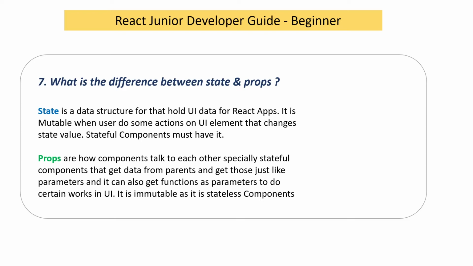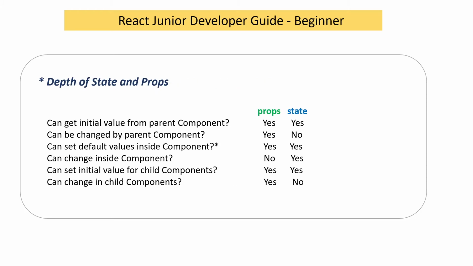Okay, I'll show you in the code, in a real life example, what it actually is, and you'll understand very well how to work with it. So it can also get functions, and it can also get data as a parameter from its parent to do certain work on the UI. It is immutable because you cannot change it. Only its parent component can change this data, but you cannot change it. And it is a stateless component. Now these are the concepts you will understand later, in the depth of state and props.